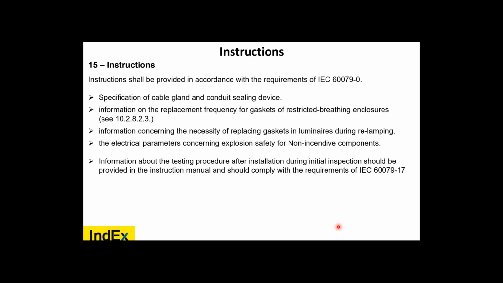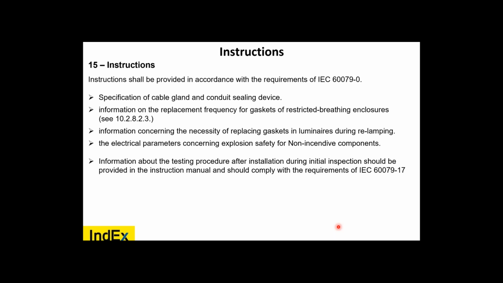Now, instructions. Instructions shall be provided in accordance with the requirements of 60079-0. Also, specifications for cable glands. EXN, is there any EXN cable glands? Only NR. So if you have any other EXN type, you would just use the standard gland of D or E. But for NR, you must specifically use an EXNR gland. Information on the replacement of gaskets, once again, that's very important. Information on the replacements of gaskets on luminaires, very important.